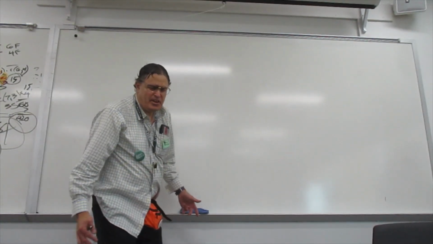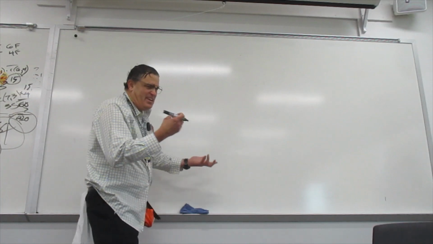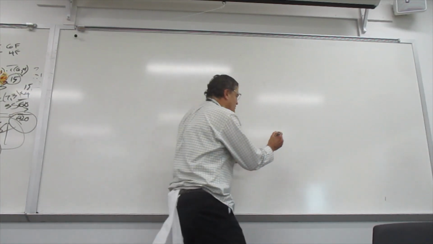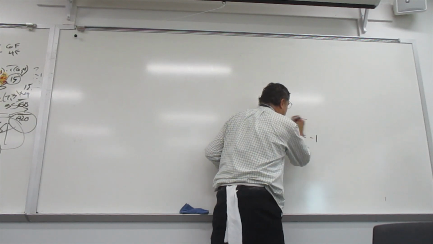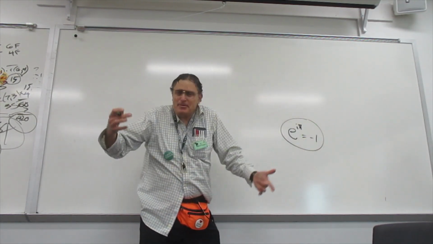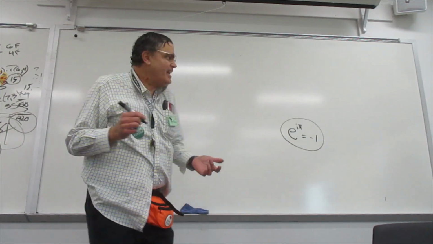Dr. Hilbert Geezer here, and we're going to investigate this weird formula that says e to the i pi equals -1. How could that be true? Well, we're going to show using calculus how that could be true.